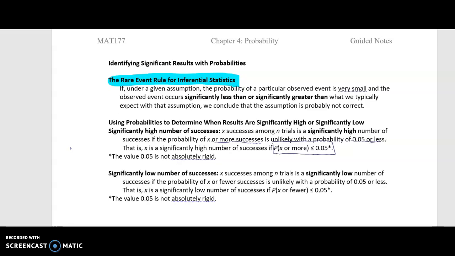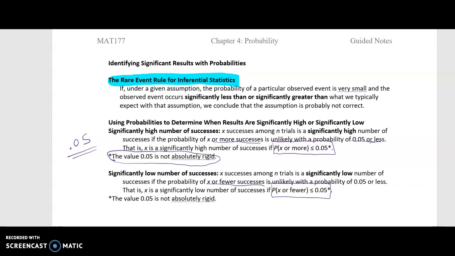So if you're coming up with a probability of less than or equal to 0.05, that's kind of your magic number. There's a note here that this isn't absolutely rigid, but unless otherwise stated, we're going to use 0.05 as that magic number for significance. For a significantly low number of successes, we can say that we have a significantly low number of successes if the probability of X or fewer is unlikely, with a probability of 0.05 or less. In symbols, we have the probability of X or fewer is less than or equal to 0.05.